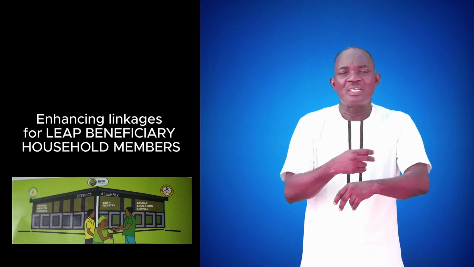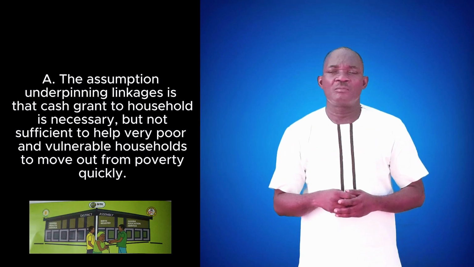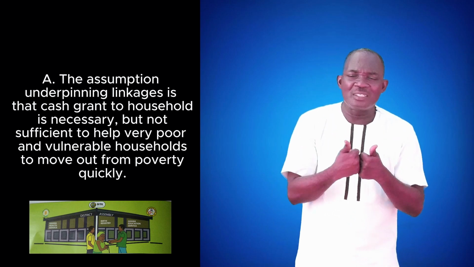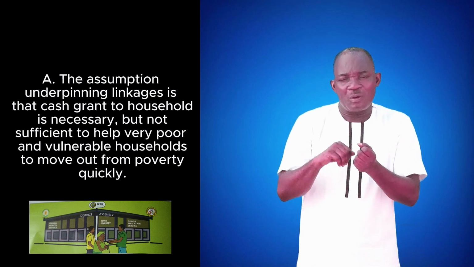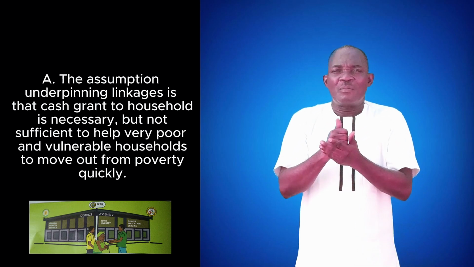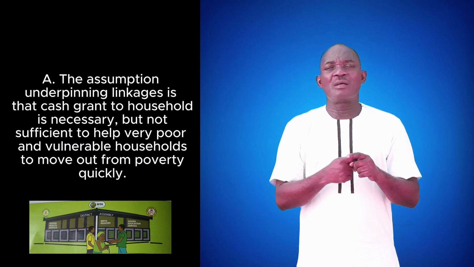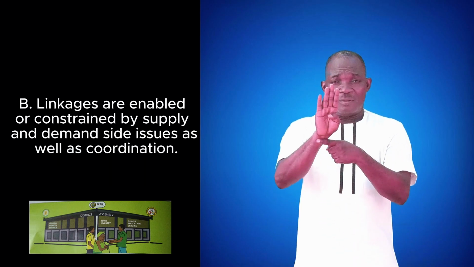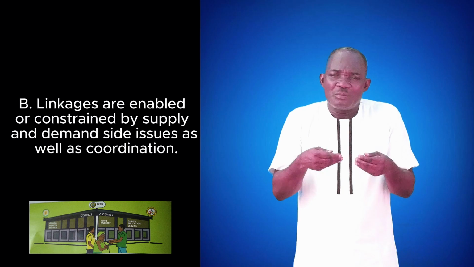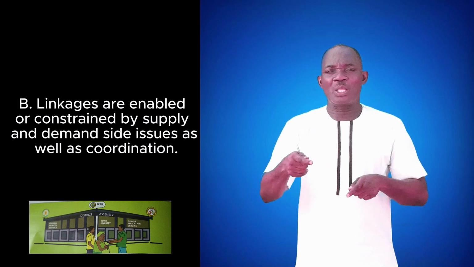Enhancing linkages for LEAP beneficiary household members. A. The assumption underpinning linkages is that cash grant to households is necessary but not sufficient to help very poor and vulnerable households to move out from poverty quickly. B. Linkages are enabled or constrained by supply and demand side issues as well as coordination.